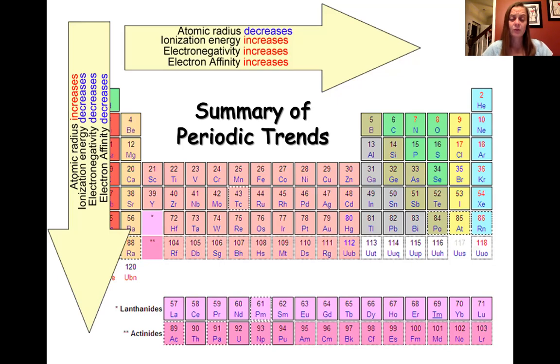And so since Coulomb's law is the product of the two charges divided by the radius, as radius increases, that attraction decreases. As charge increases, that attraction increases. So make sure that you can explain the trends as well as identify the trends.